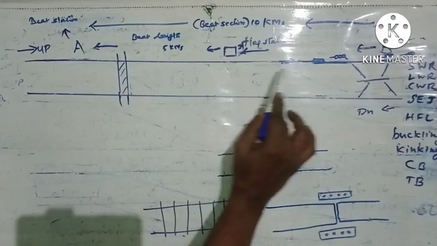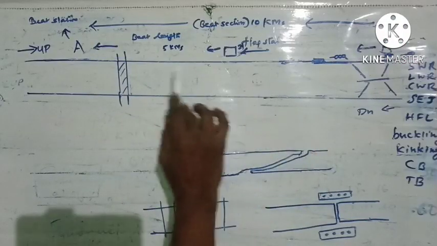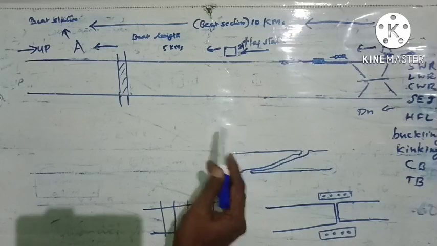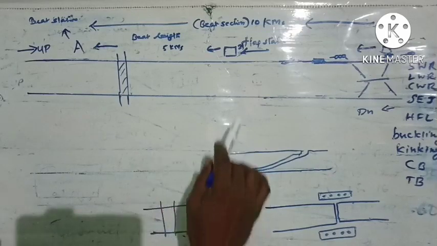The track on which the trains are moved is normally called the permanent way. Why is it called the permanent way? Because as the name denotes, it is permanent.